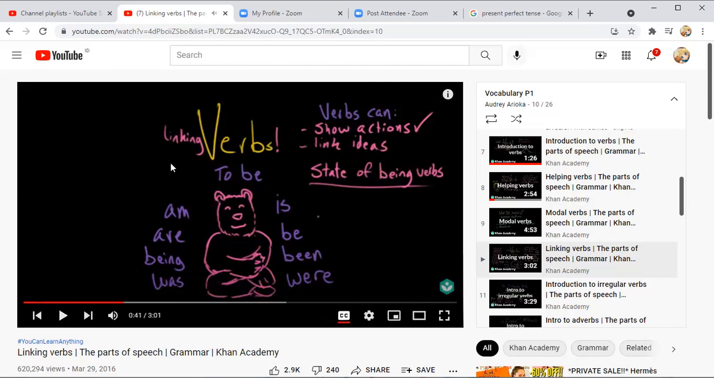Sorry. So, besides the previous video about introduction to verbs, it's only talking about how a verb is showing action in a sentence. Besides showing action, it can also link ideas. Jadi bisa untuk menggabungkan kata ya. It's similar to connecting words, but not really. You will see in the example. Jadi it mirip kayak connecting words, but it's really not.